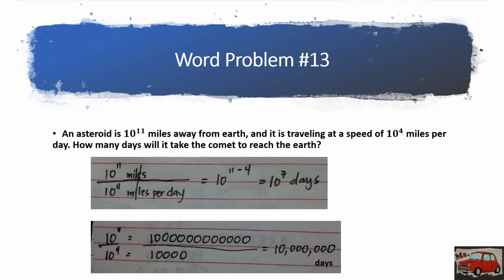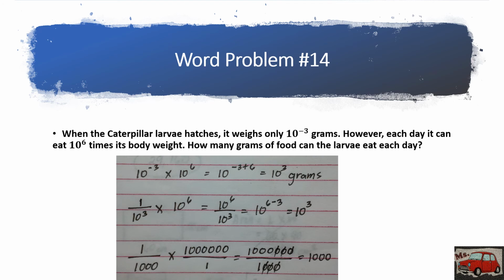Okay? When the caterpillar larva hatches, it weighs only 10 raised to negative 3 grams. However, each day it can eat 10 raised to 6 times its body weight. How many grams of food can the larva eat each day? Alright, so ang hahanapin natin is yung grams ng food na nakakain ng caterpillar larva sa isang araw. Alright, kung ang nakakain niya daw is 10 raised to 6 times nung body weight niya na 10 raised to negative 3. Alright, so ang gagamitin natin is multiplication.